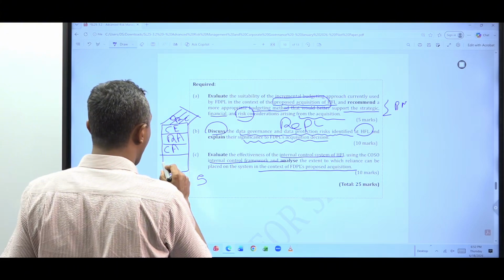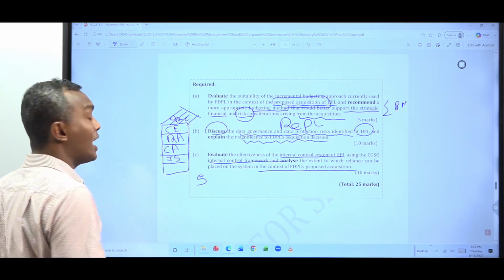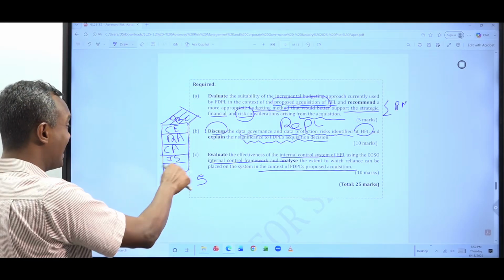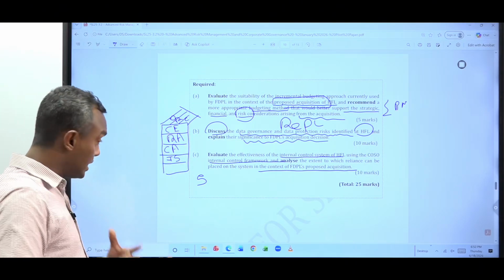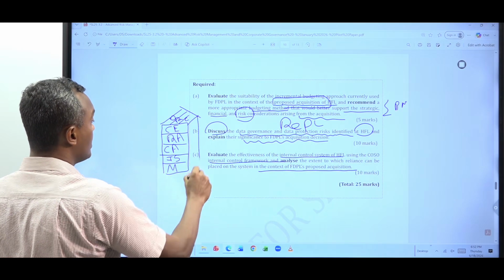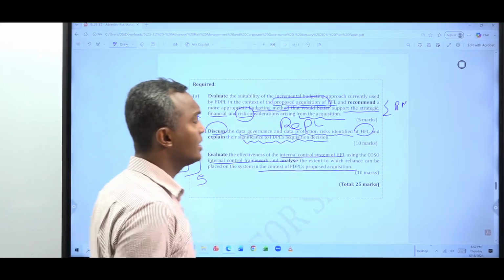And then how information system provide reliable information for financial reporting. Specifically, again, IT control, IT general control, and finally, how controls are being monitored. If you explain these 5 in relation to case, you get another 10 marks.